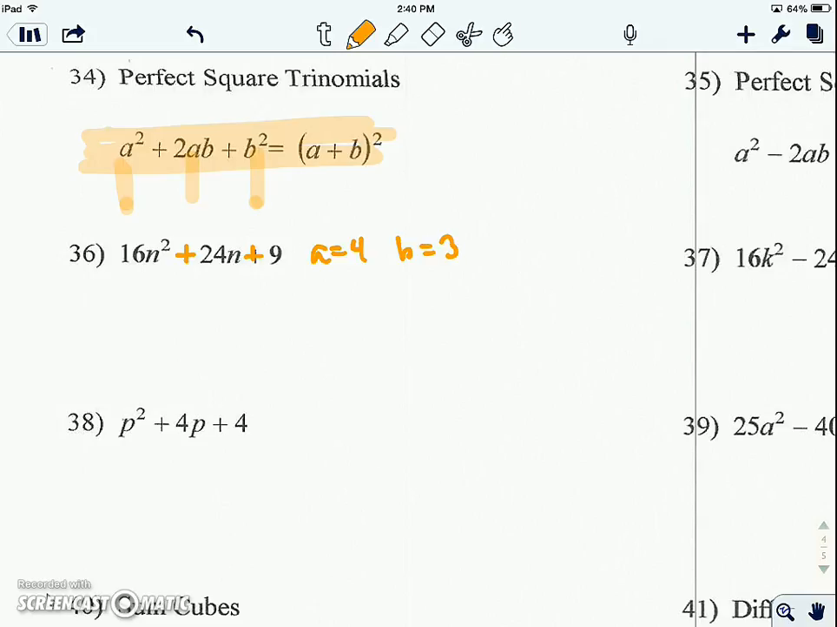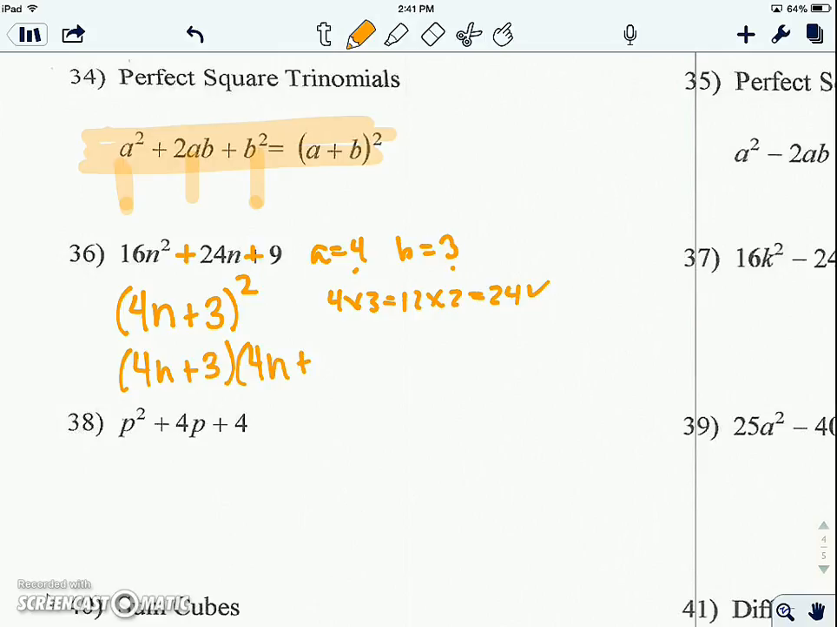So my formula then claims that the middle term should be this times 2. Let's see. 4 times 3 is 12 times 2 is 24. Check. So this is a perfect square trinomial, which means my answer is just then 4n plus 3 squared. Okay? Because it's really 4n plus 3 times 4n plus 3.